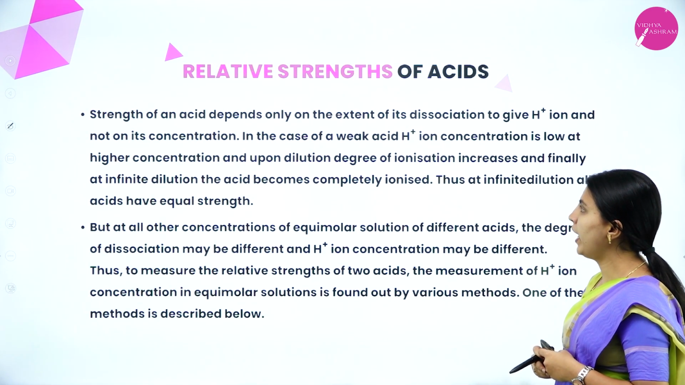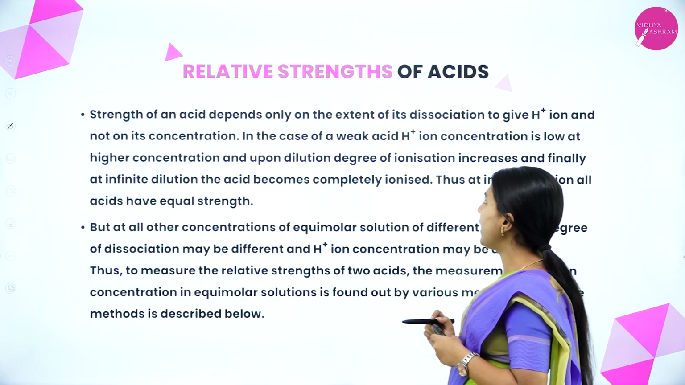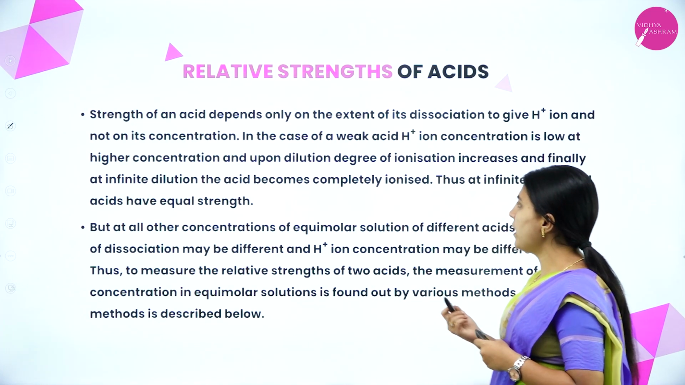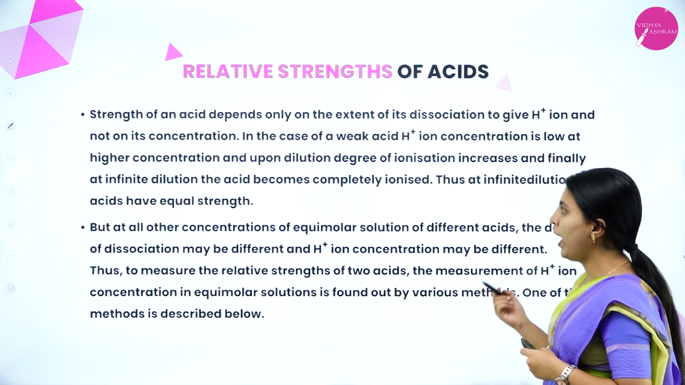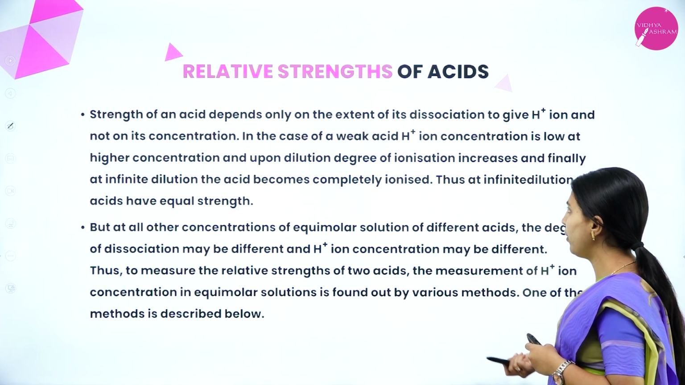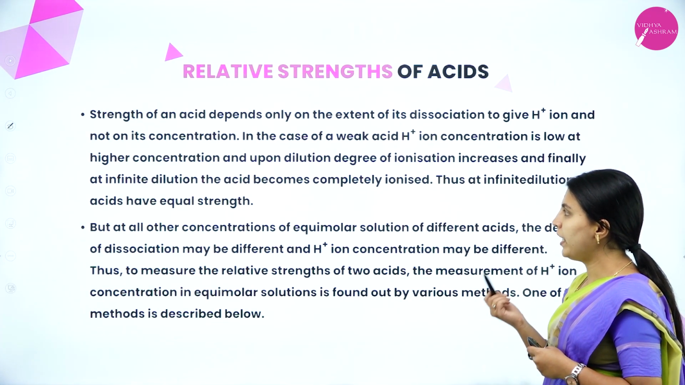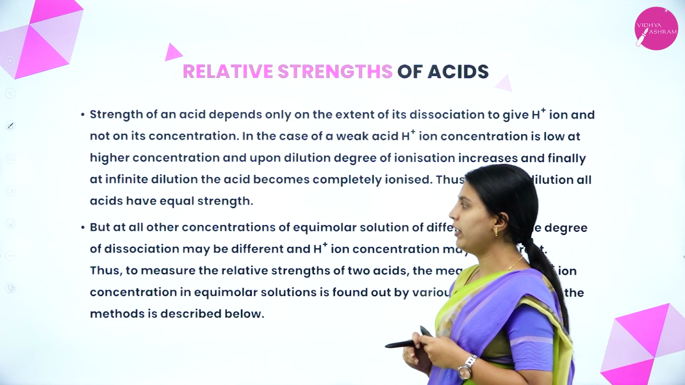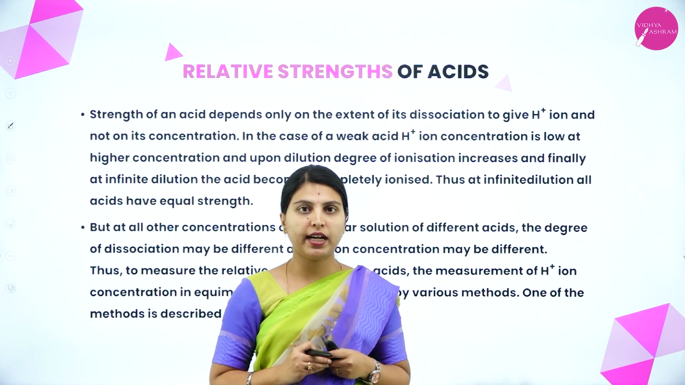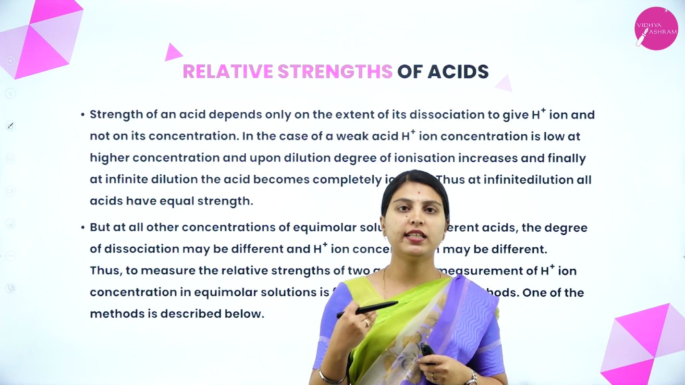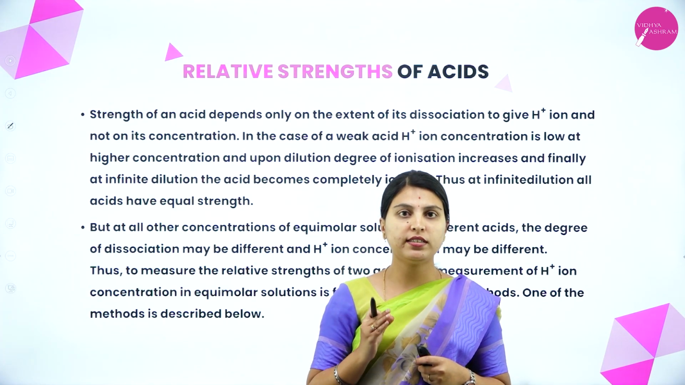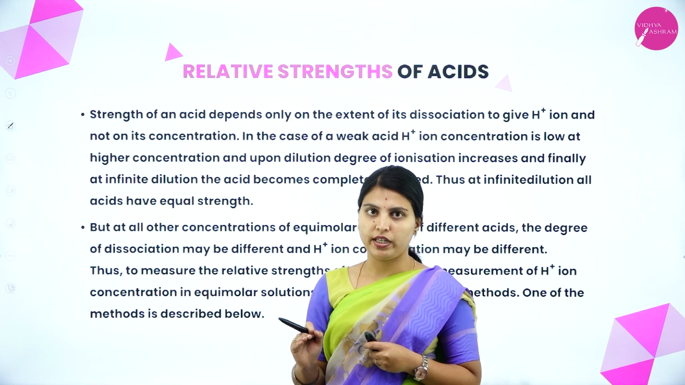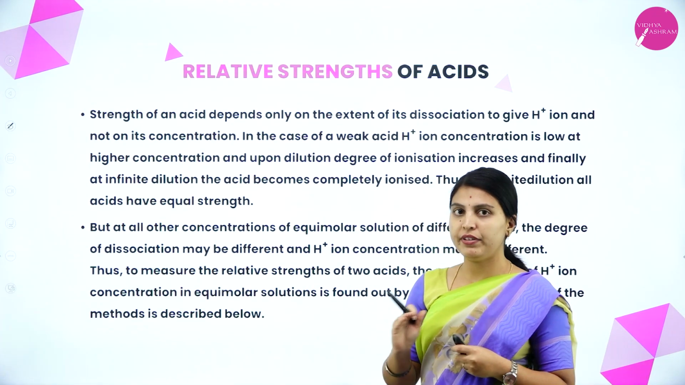Next, relative strength of acid. The strength of an acid depends only on the extent of its dissociation to give H plus ions, not on its concentration. In the case of a weak acid, the H plus ion concentration is low at higher concentration, and upon dilution the degree of ionization increases, and finally at infinite dilution the acid becomes completely ionized. Thus, at infinite dilution, all acids have equal strength. Usually, we have to understand that an acid has more strength when it gives more H plus ions, not based on its concentration. At that time acids will have equal strength.